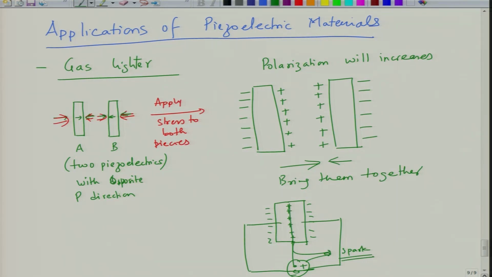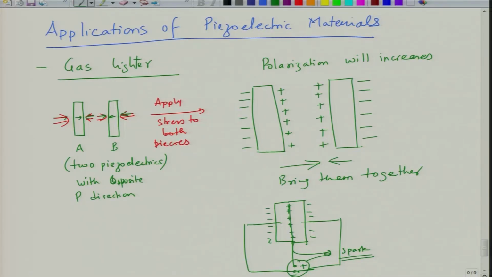So, basically you take two pieces of opposite polarization, apply stress, create more polarization, and bring the opposite faces together, so that the positive faces are in front of each other, or negative faces are in front of each other. So, positive charges will flow in one direction, negative charges are taken through the outer circuit, and then when the positive and negative meet with each other, they will create what we call a spark. Okay. So, this is how this gas lighter is going to work.